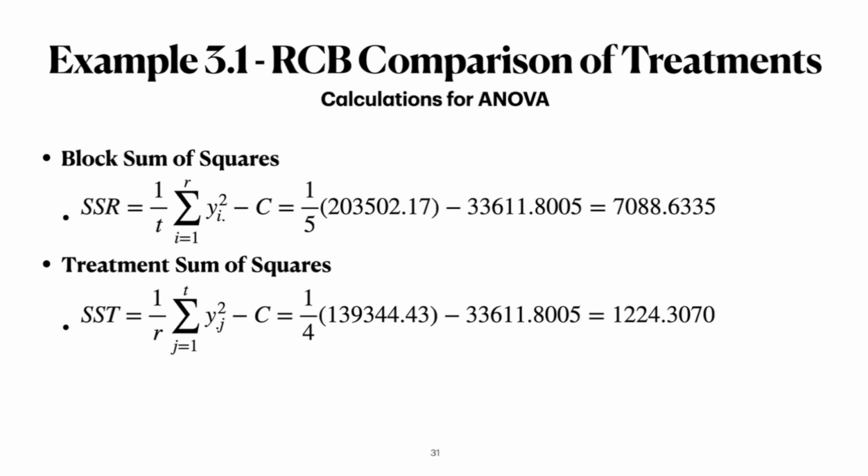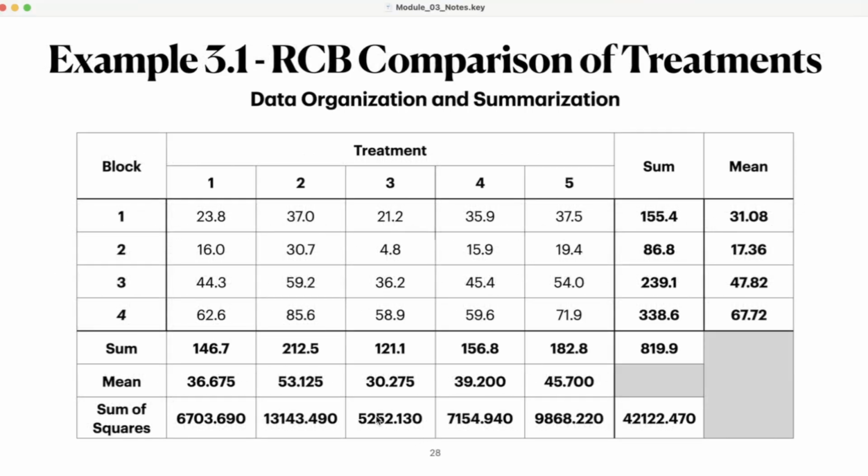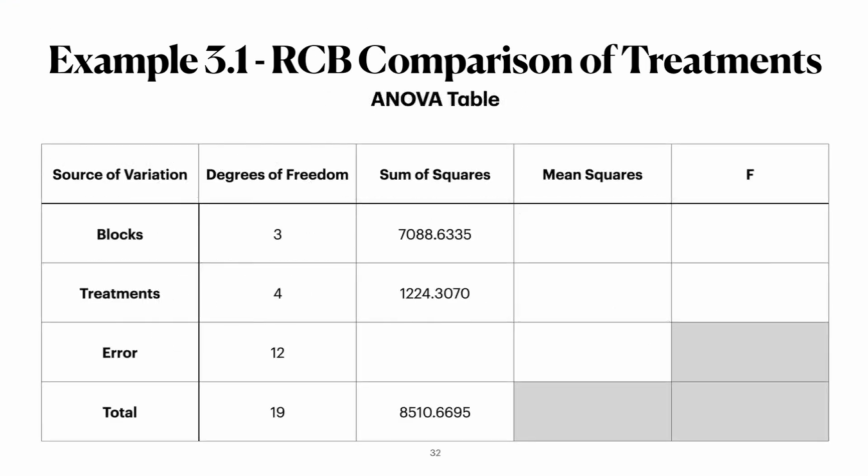Finally, for the sum of squares due to treatments, we add up the squared treatment totals. Once we have that sum, we divide by r, the number of blocks. Going back to the summary table, we are squaring these quantities, adding them up, and there are 5 squared quantities to add up, and then we divide by 4. Then we subtract off the correction factor, and so we get 1,224.3070.